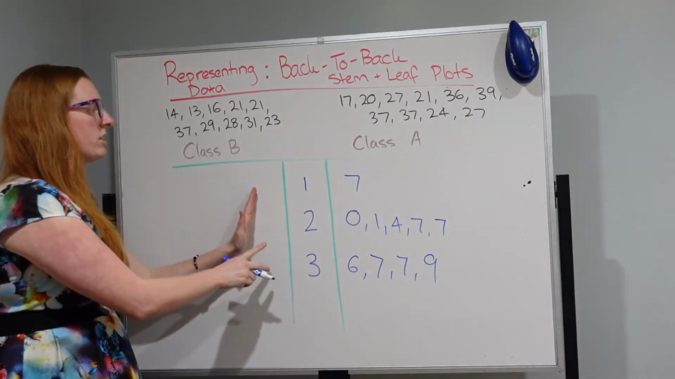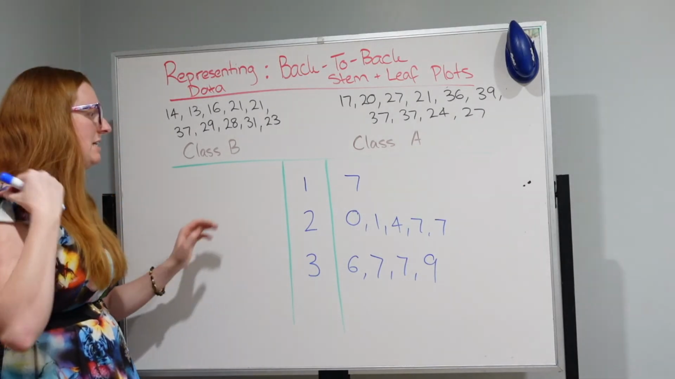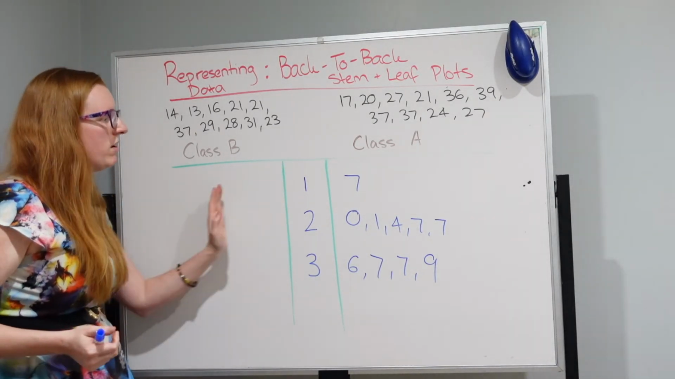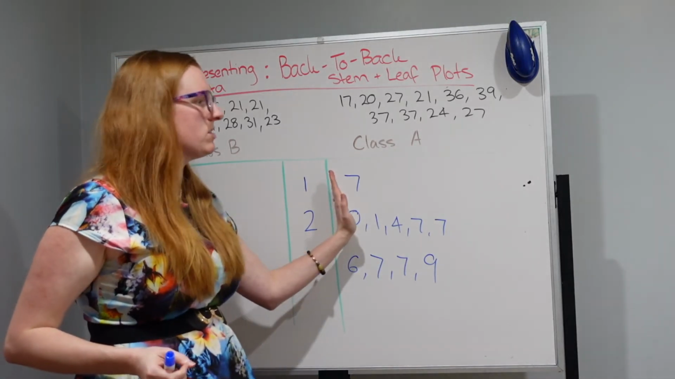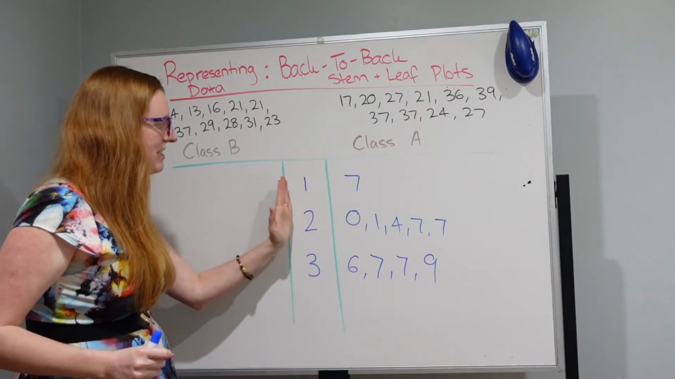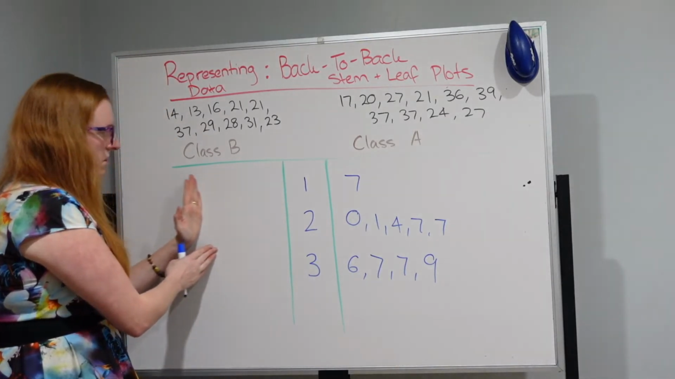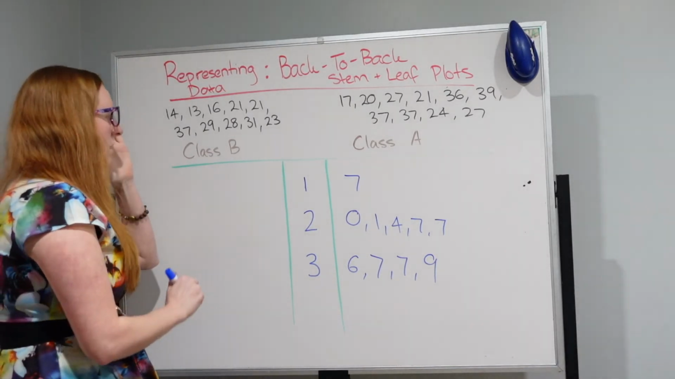So now when I move on to class B, the thing about back-to-back stem and leaf plots is that I'm working outwards. So rather than arranging them from smallest to largest going that way, I'm now arranging them from smallest to largest starting in the middle. So my smallest numbers are going to be here, and my biggest numbers are going to be out here. So let me show you what I mean.